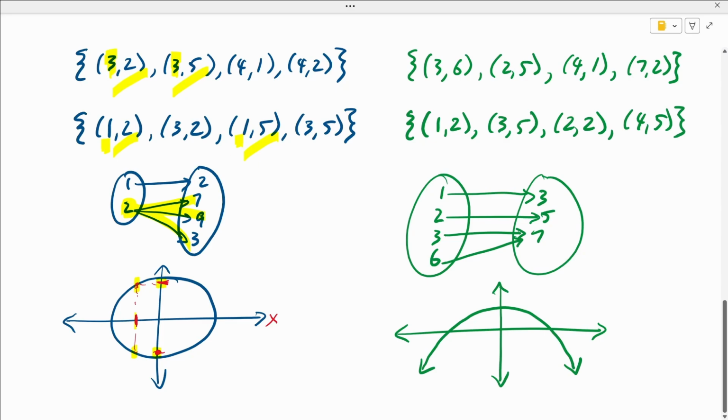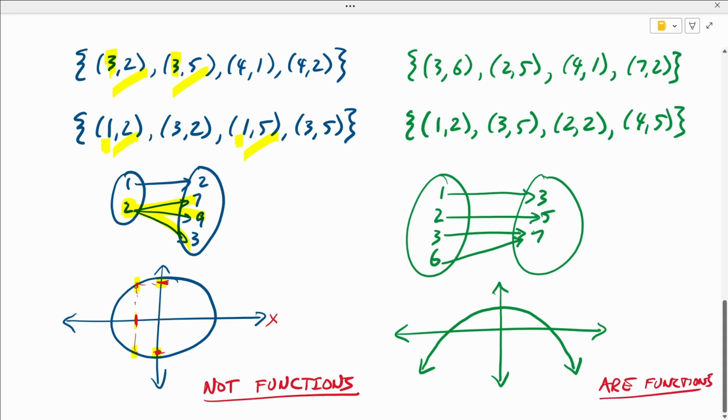Now, each of these blue examples, because they have at least one element of the domain that maps to more than one element of the range, these are not functions. By definition, a function is a relation where each and every element of the domain maps to one element of the range. Okay, so now if we look at the green ones, all of these are functions.